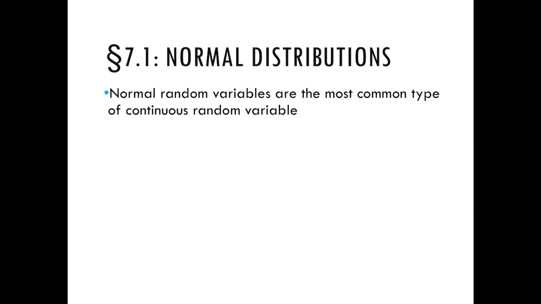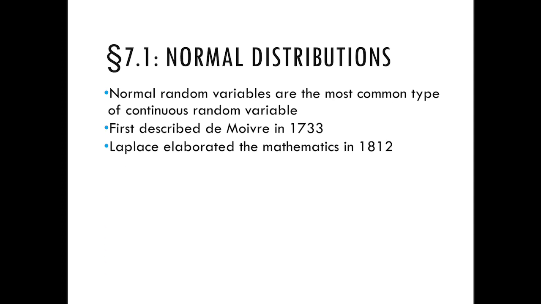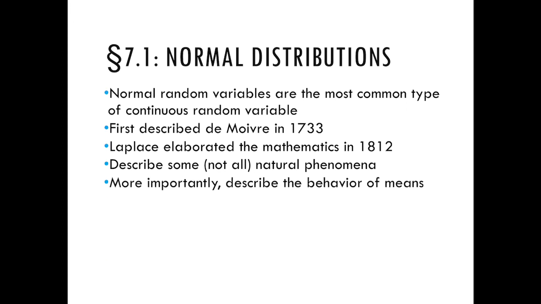As you remember, when we're talking about normal distributions, normal random variables are the most common type of continuous random variables. It was first described by Abraham de Moivre in 1733, and it was later elaborated by another mathematician called Pierre-Simon Laplace, who elaborated the mathematics in 1812. It describes some, not all, natural phenomena, but the majority of them that we encounter. More importantly, it describes the behavior of means.